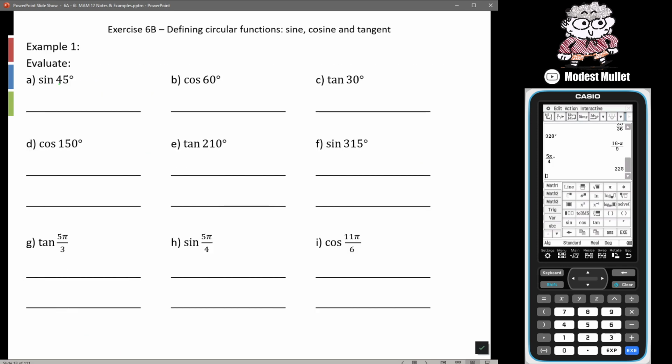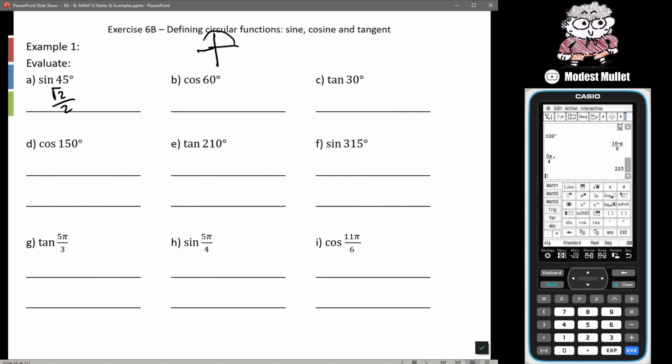Here's some examples. I'm only going to do a couple of them because this video is getting long and this is already part 2 of exercise 6B. So sine of 45, well, that's pretty straightforward. That is going to be root 2 on 2. Cos of 60 degrees, remembering off the table, cos of 60 degrees, that's asking for the x component.